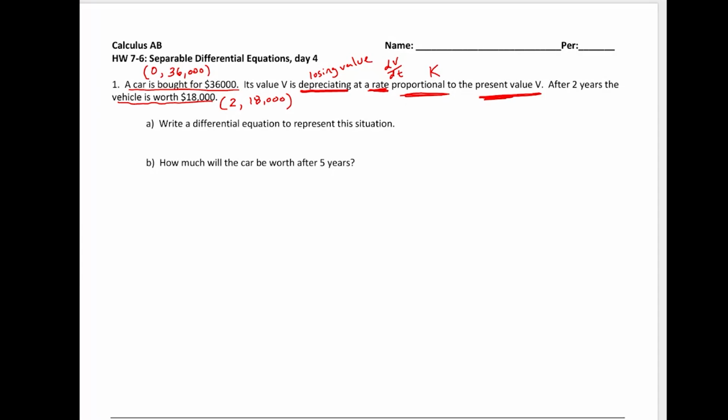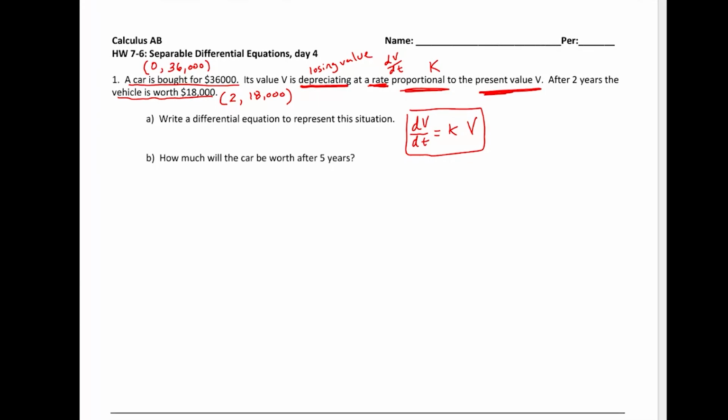Okay, so part A wants us to write the differential equation to represent the scenario here. So the rate at which the value is changing with respect to time is proportional to the value itself. That is the differential equation, so that is our answer for part A. But in order to find the value of the car in 5 years, we are going to have to find a solution to that differential equation. In other words, we're going to have to figure out a formula for V.